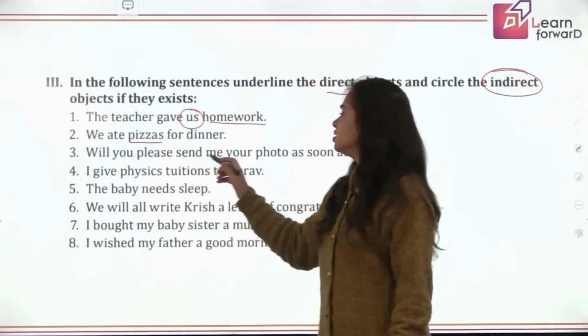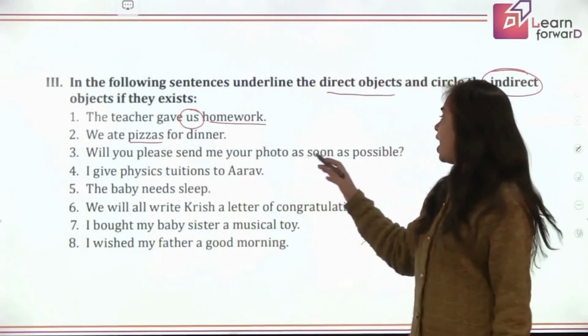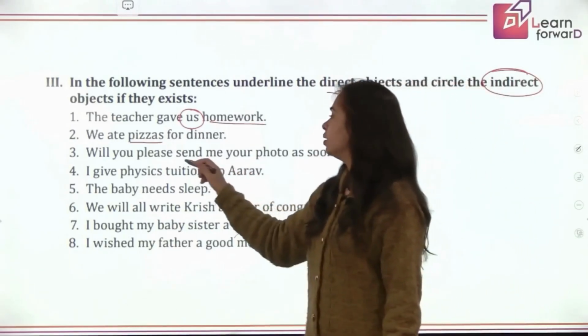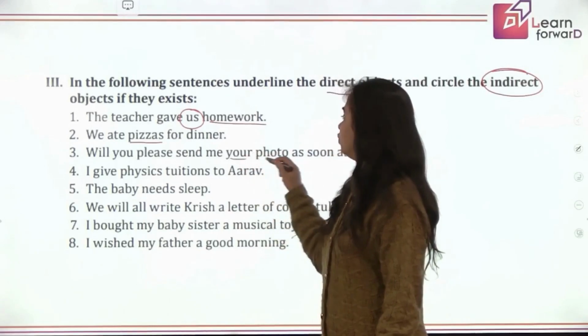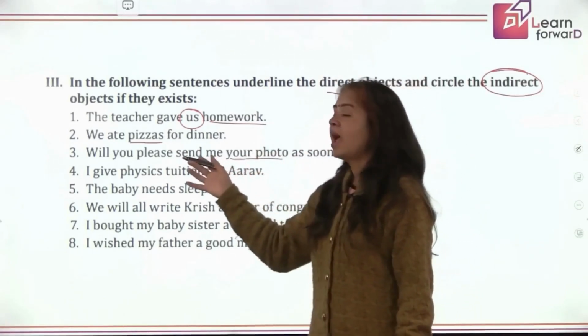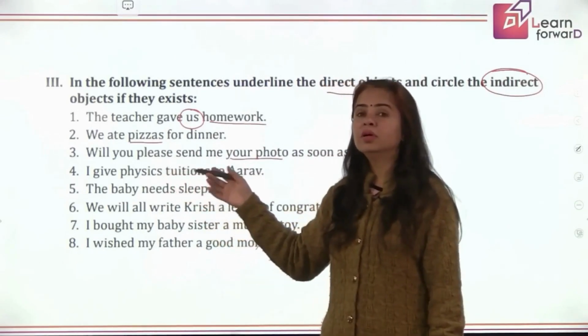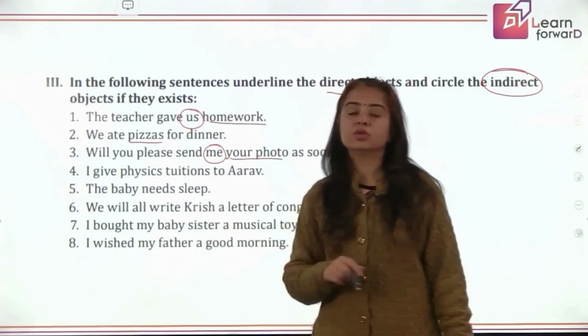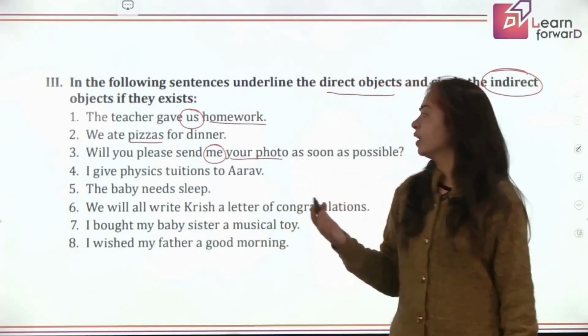Will you please send me your photo as soon as possible? So send what? Send your photo. It is giving an answer to what? So it is the direct object. And send to whom? Whom do you have to send? Send to me. So this is your indirect object.